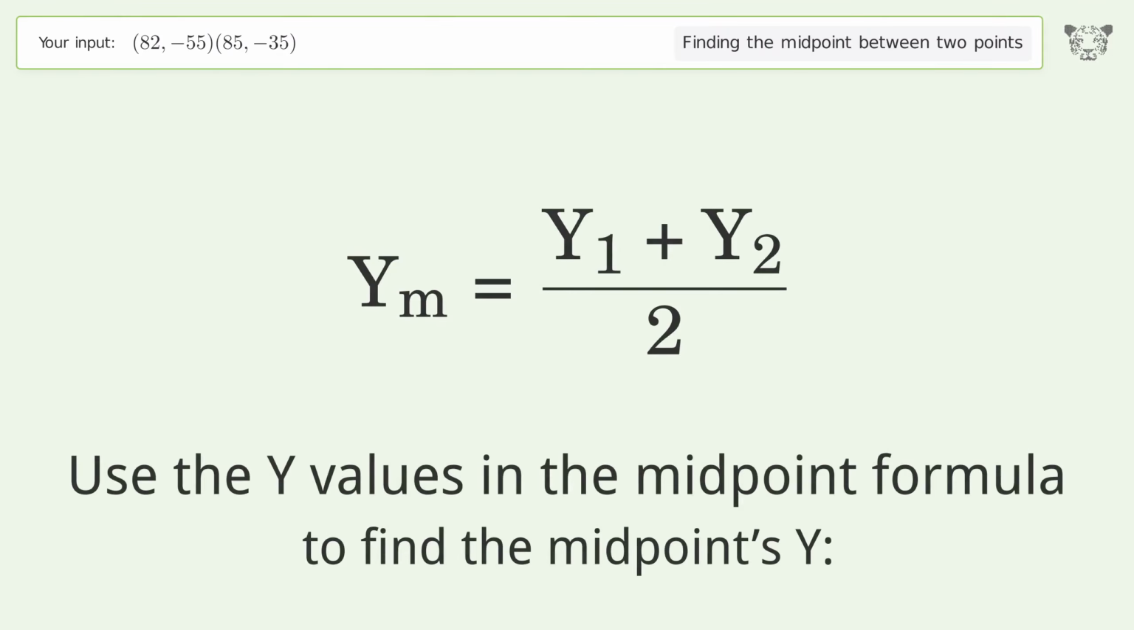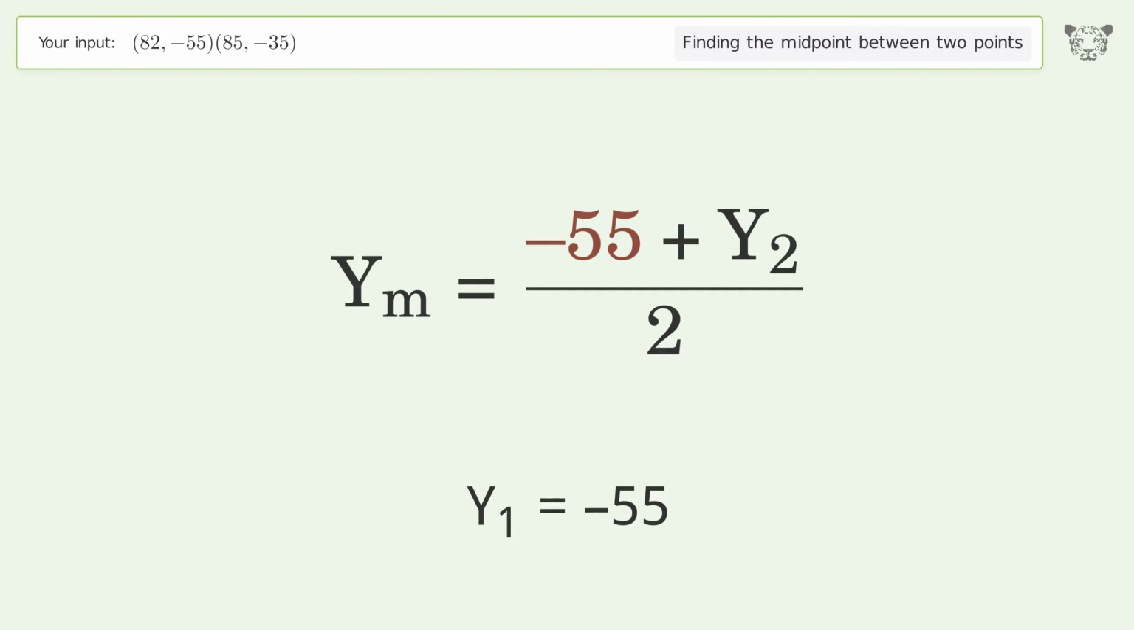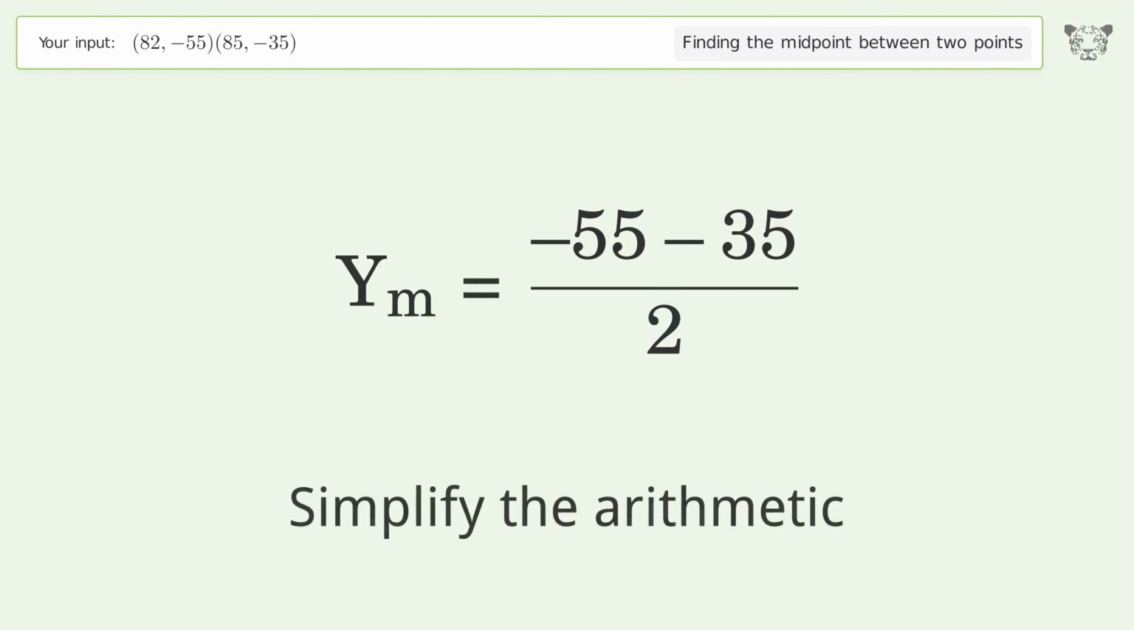Use the y values in the midpoint formula to find the midpoint's y. y1 equals -55. y2 equals -35. Simplify the arithmetic.